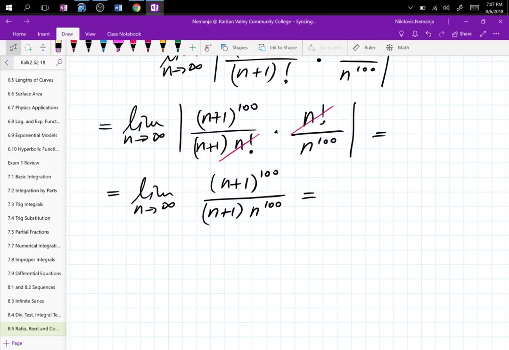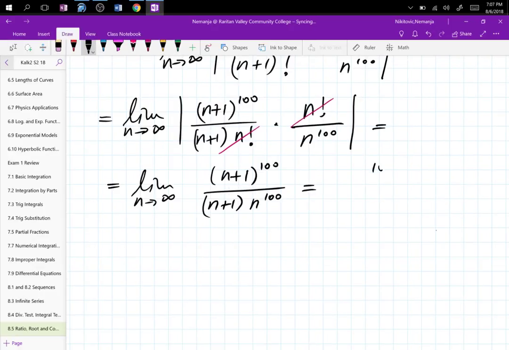Well, will it be n plus 1 to the 99? Yes, that's the next step. So now you can either cancel one of these n plus 1s, or you can argue that the order of the exponent on the top is 100 and the order of the exponent of n on the bottom is 101. Since the bottom has the bigger exponent, the limit goes to 0.